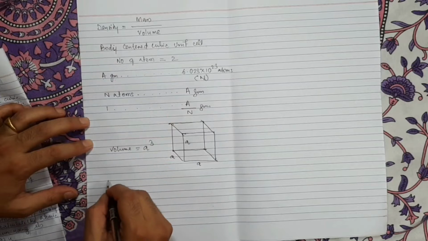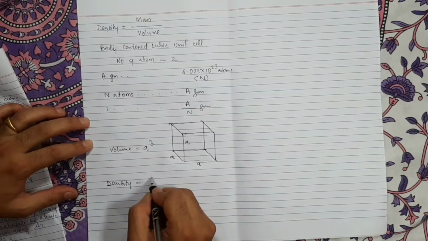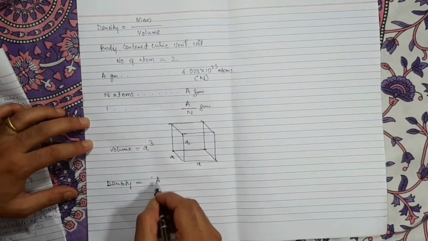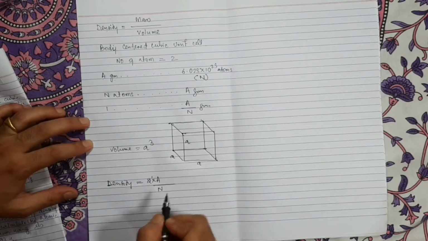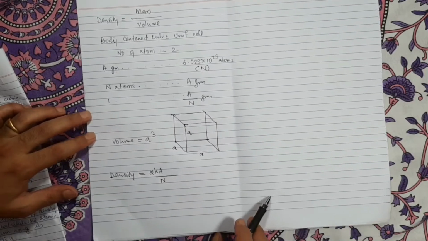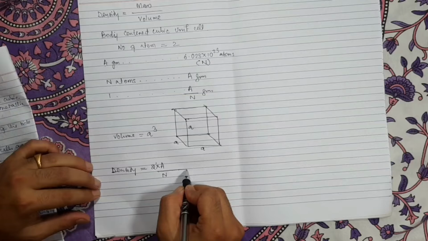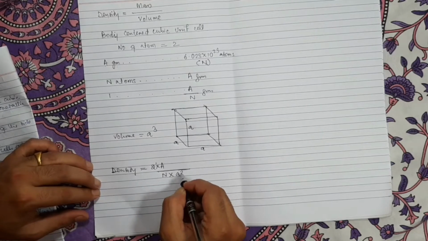So, what would be the density then? Density is mass over volume. Mass is because of how many atoms are there in a body centered unit cell? 2. For a single atom, mass is atomic mass divided by Avogadro's number, but since there are 2 atoms, it is 2 times that. This mass of one atom multiplied by 2 gives the total mass of all 2 atoms present in the body centered cubic unit cell, and it is divided by the volume, which is a³.